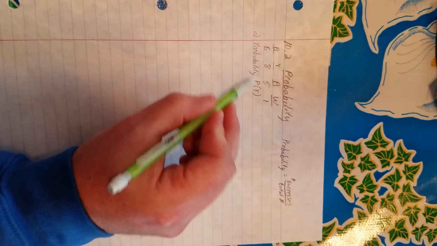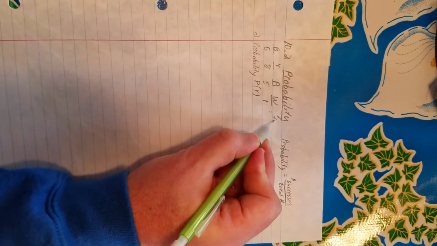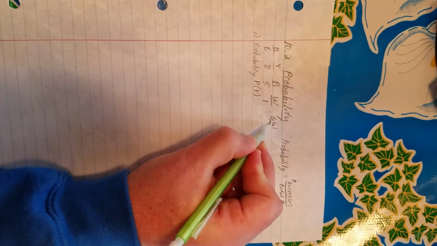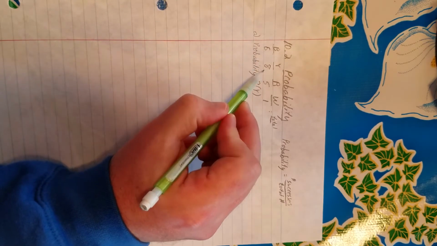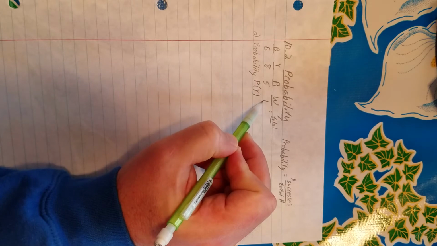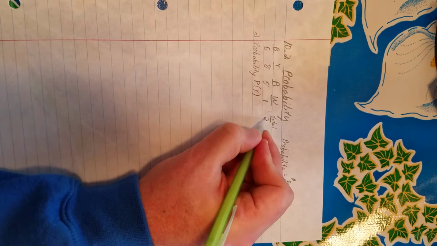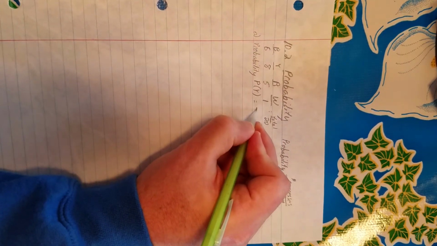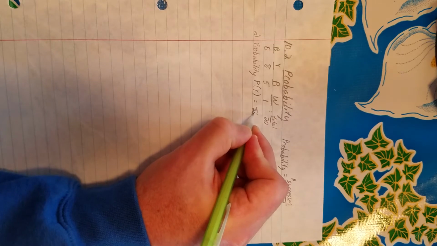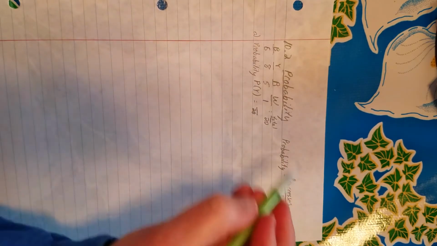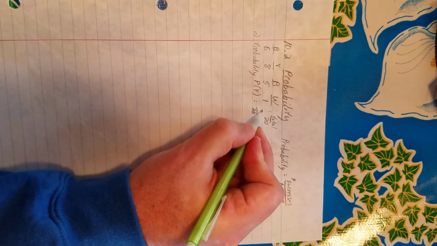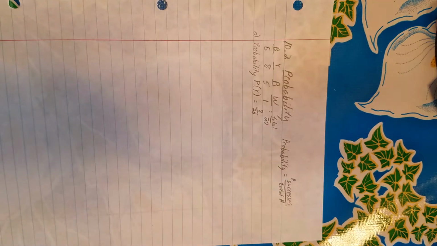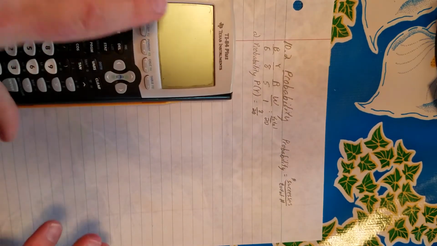So the first thing we want to do is find the total. Total number of marbles would be adding these 4 numbers together. 6 plus 8 plus 5 plus 1 is 20. So that's our denominator. The numerator would be how many of whatever it is we're looking for. In this case, yellow, which is 8. So there's our answer, 8 over 20.